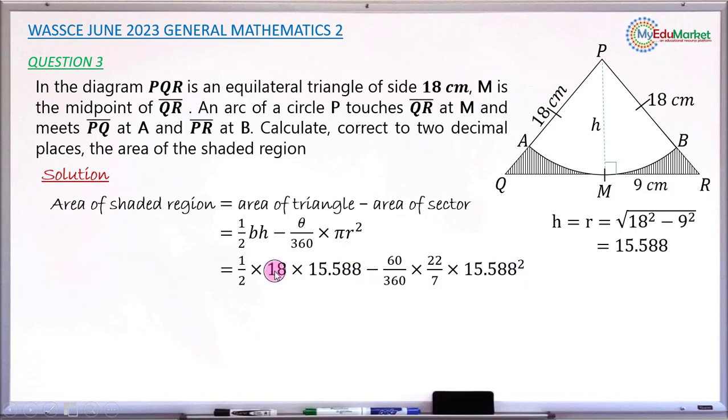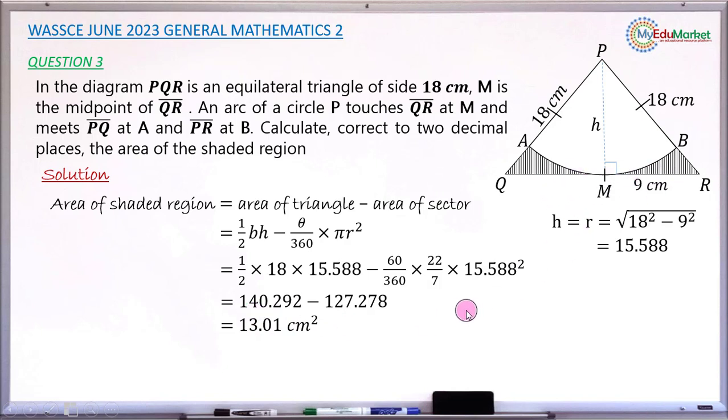Evaluating, half times 18 times 15.588 correctly gives the answer 140.292. And 60 over 360 multiplied by 22 over 7 multiplied by 15.588 squared, if done correctly, gives the answer 127.278. Then you subtract this 127.278 from 140.292. If that subtraction is done correctly, you have 13.01 centimeters squared. This is the area of the shaded region.